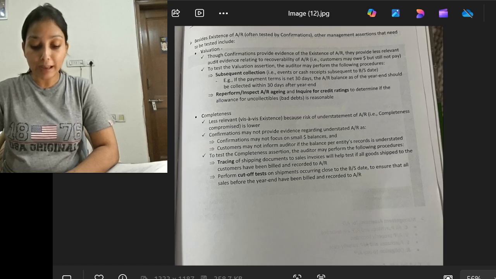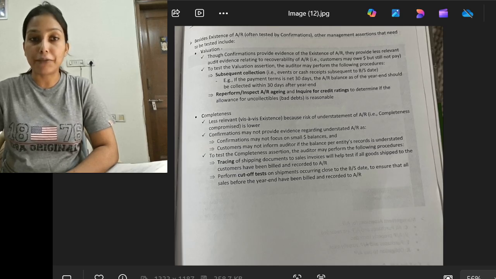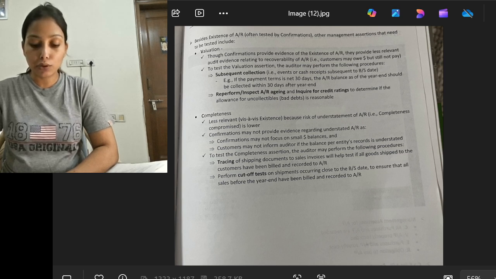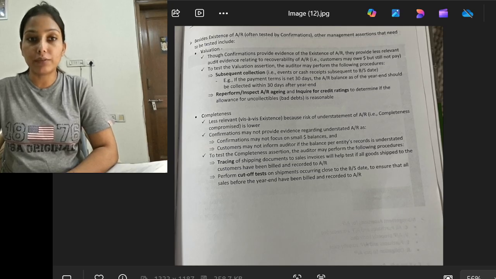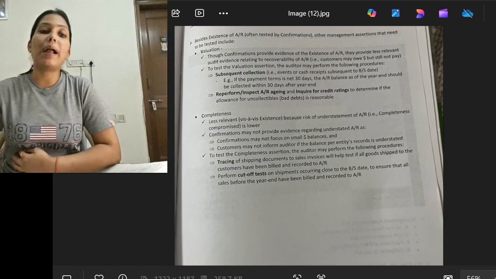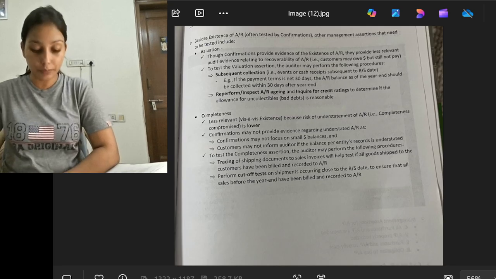So, to test the valuation assertion, the auditor may perform the following procedures: subsequent collection, and inspect AR aging and credit ratings. For subsequent collection, the auditor can take a certain sample and check whether the ARs have been received after the year-end date. Also, check the aging and the company's policy to create a provision for bad debts once they are due after a certain period of time, and whether the proper provision for bad debts has been made or not. Otherwise, this may represent misappropriation of the account.